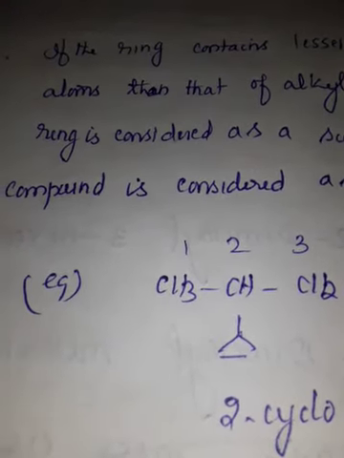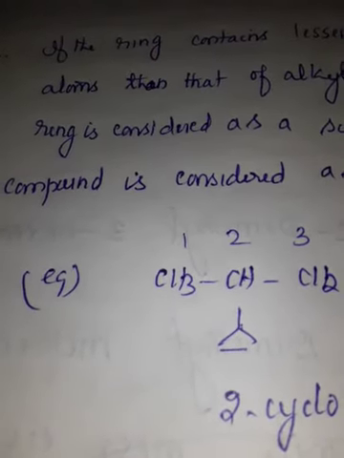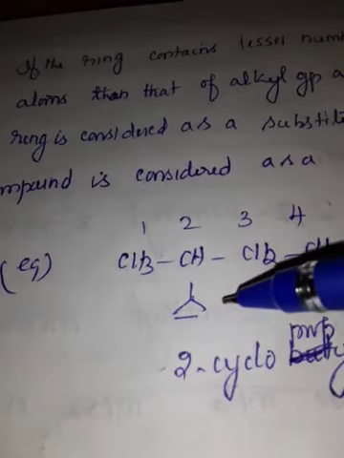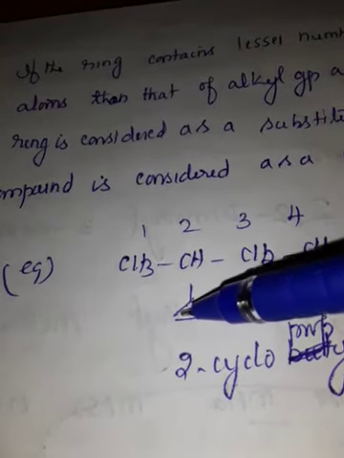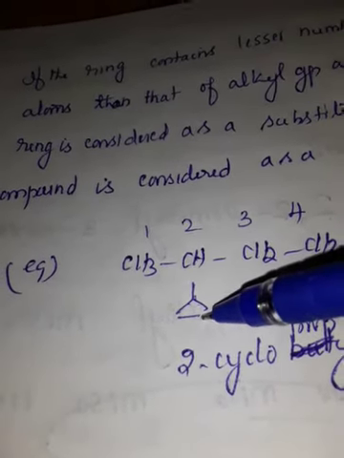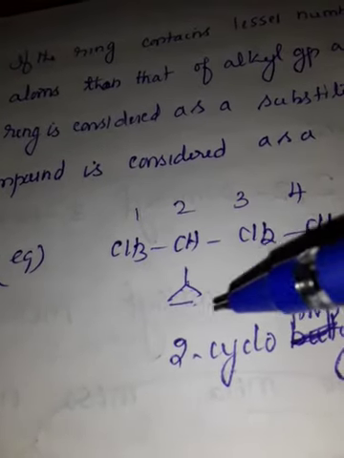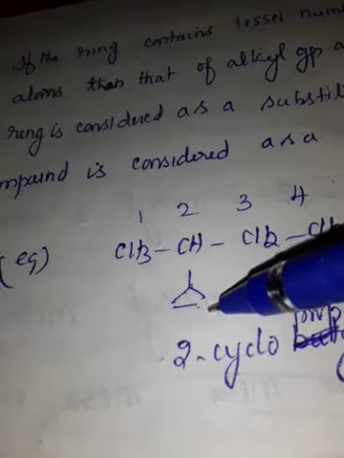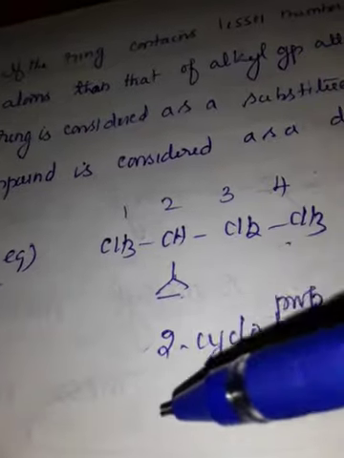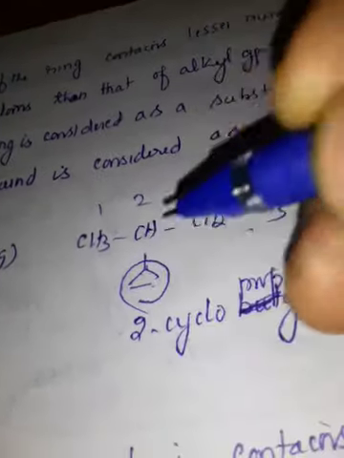Children, regarding the guidelines, if the ring contains a lesser number of carbon atoms than that of the alkyl group attached to it. See, this is the ring, 1, 2, 3. So cyclopropane. This ring contains only 3 carbon atoms, but the alkyl group attached to the ring consists of 4 carbon atoms. If this is the case, that is, if the ring contains a lesser number of carbon atoms than that of the alkyl group attached to it, then the ring is considered as a substituent. This is considered as a substituent.